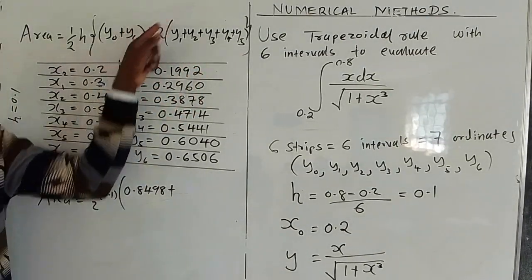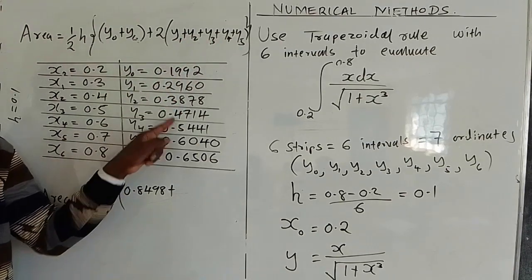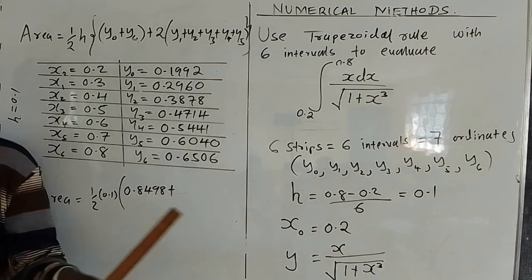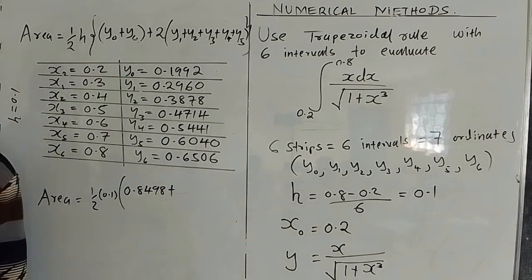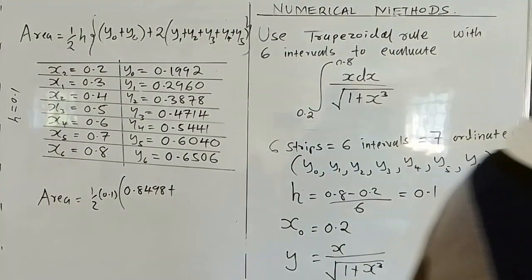Then it is plus twice all this value. So 2 in bracket y1 plus y2 plus y3 plus y4 plus y5. What do you get? 2 in bracket everything. Look there, we only have a simple bracket. We just put 2 in bracket, isn't it? What do you get?